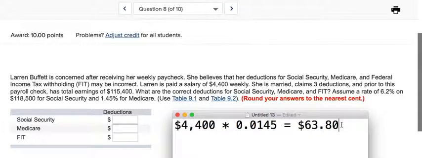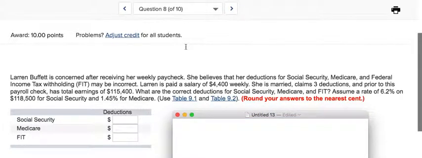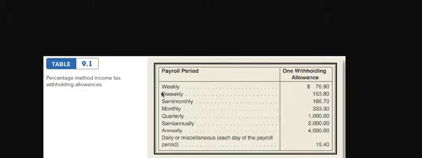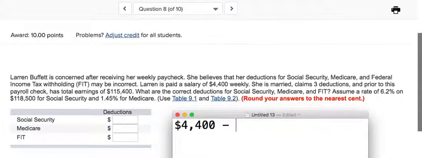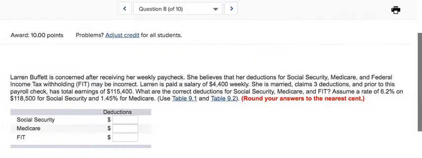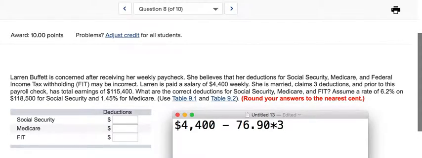So the real tricky part comes next, the federal income tax. The first thing you have to do is find out how much they make, $4,400 a week, but they get to subtract some deductions. They claim 3 deductions. So click on table 9.1. Oh, that's 9.2. This is 9.1. And for weekly paychecks, you get $76.90 per deduction, basically. So I'm going to take the weekly amount, subtract it by $76.90 times 3 because we had 3 deductions.